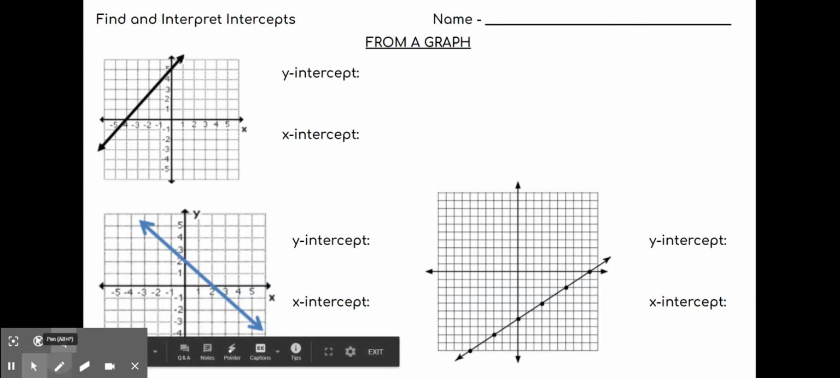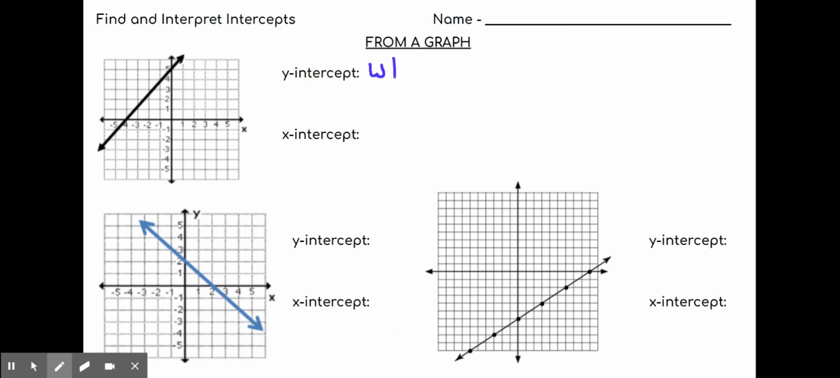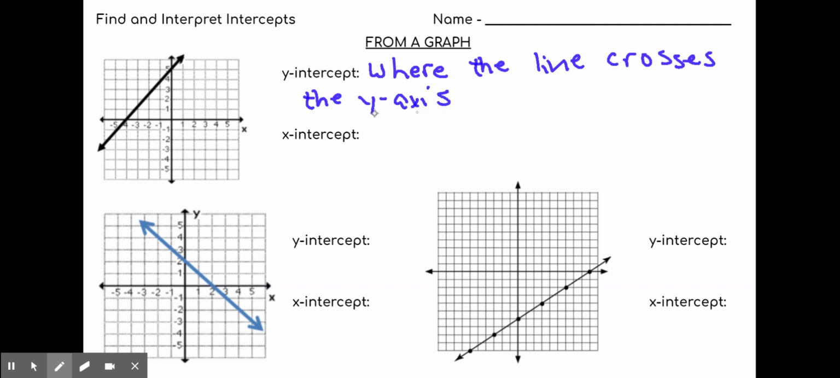Okay, so we are very familiar with the y-intercept of a line. We know that it is where the line crosses the y-axis, and we know how to find it on a graph. So we come over here, this line crosses the y-axis at 5. Now we generally have said the y-intercept is 5. Today I want you to write it as an ordered pair. So the x-coordinate is 0, the y-coordinate is 5. So the coordinates of the y-intercept are (0, 5).